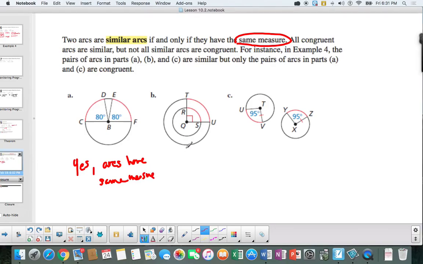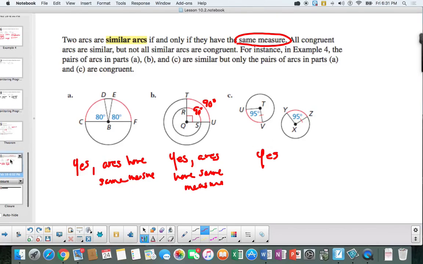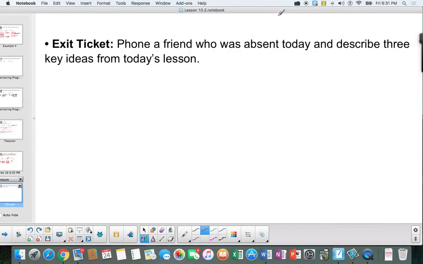These arcs are similar. The answer is yes. The only requirement is that they have the same measure. So this arc will be 90 degrees in measure. Yes, the arcs have the same measure. Now these are not congruent, they are similar. Similar means that we're going to be able to go through a similarity transformation to get one arc to map onto the other. And yes, same reason. And that's the end of the screencast.